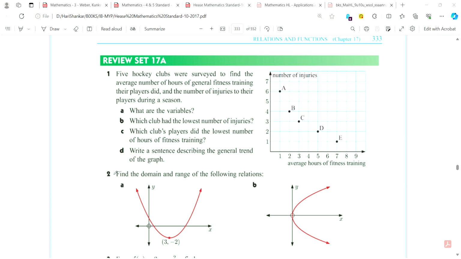Or you can write it in other words: negative infinity to positive infinity. All of that is the domain here.